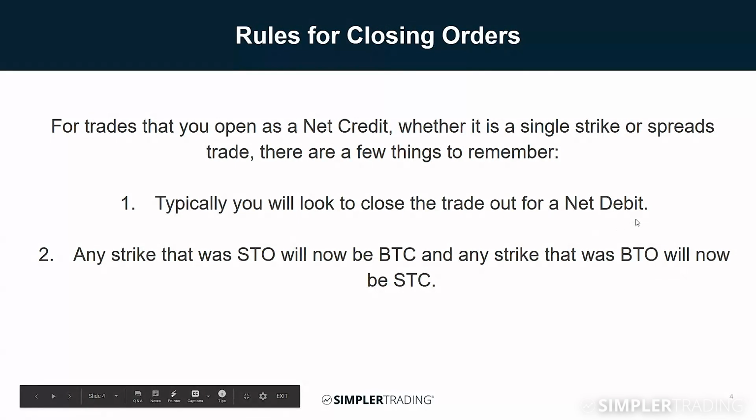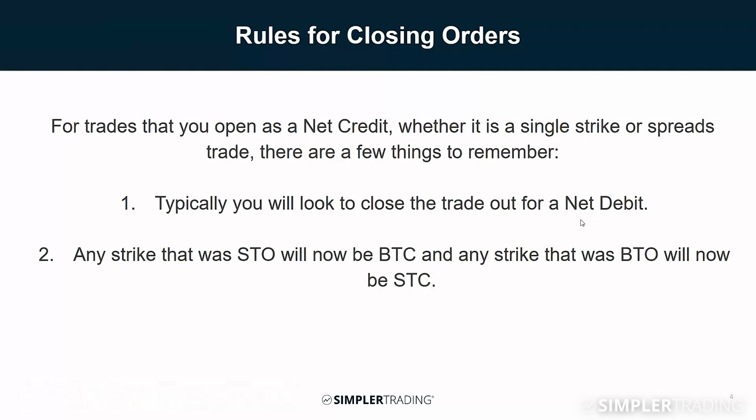But on most standard trades, when it's a vertical credit spread or an iron condor or an iron fly, if you're not letting it go into expiration to expire worthless, then you are closing it out for a net debit. Any strike that was sold to open will now be bought to close, right? So if you're doing a covered call or maybe you had a naked put or call out there, if you sold to open that strike, you're now buying to close it. And of course, if it's a spread, that means any strike that was also bought to open is now sold to close. So you just want to make sure those match up.